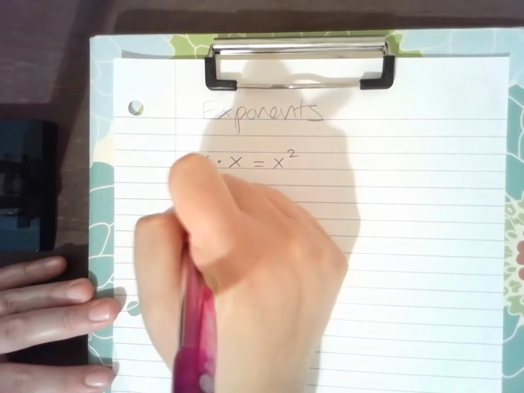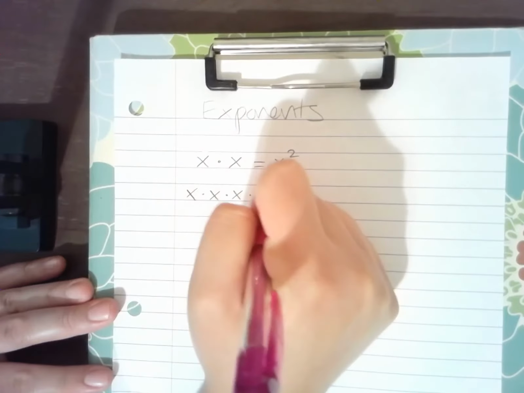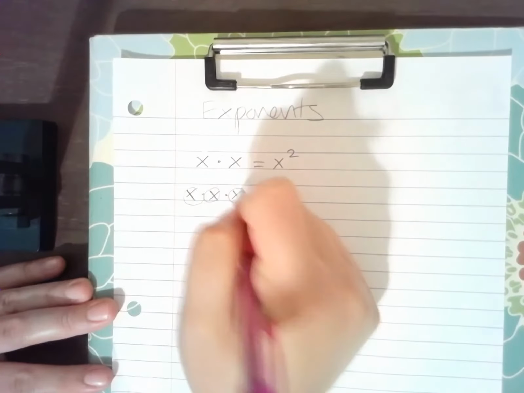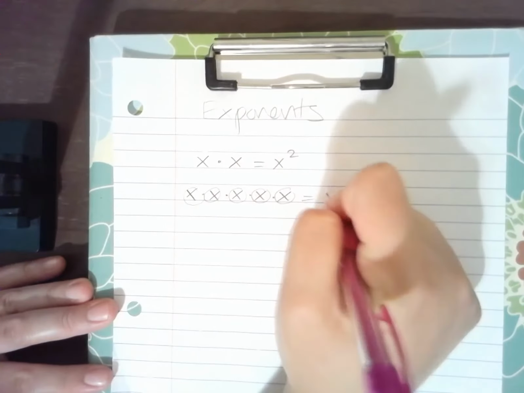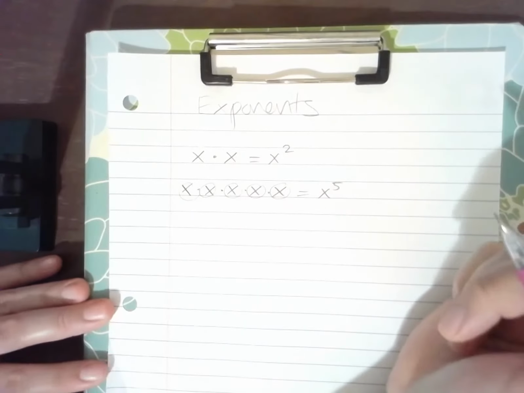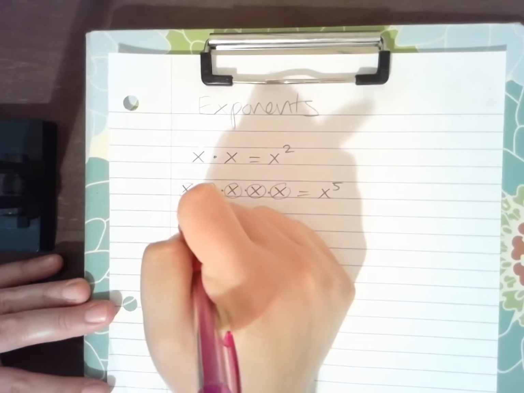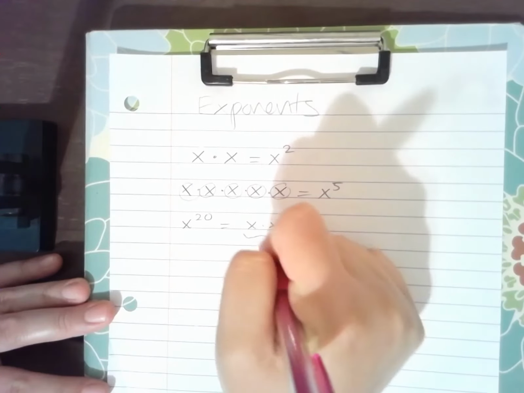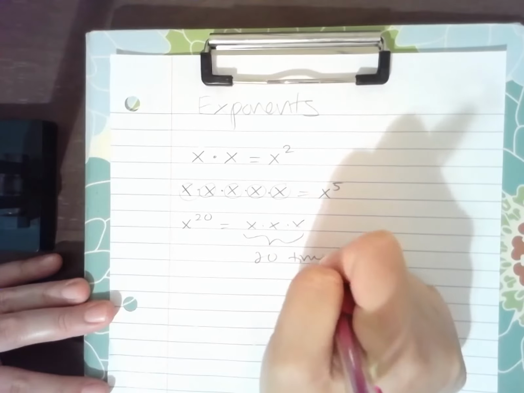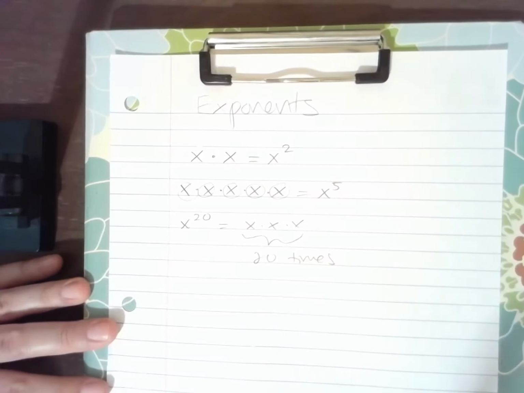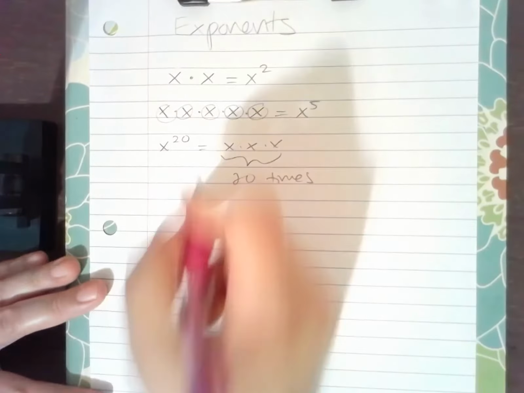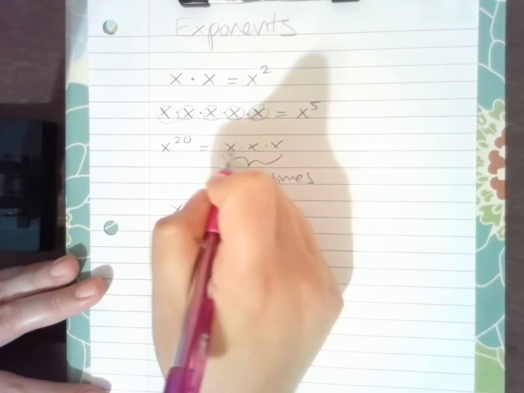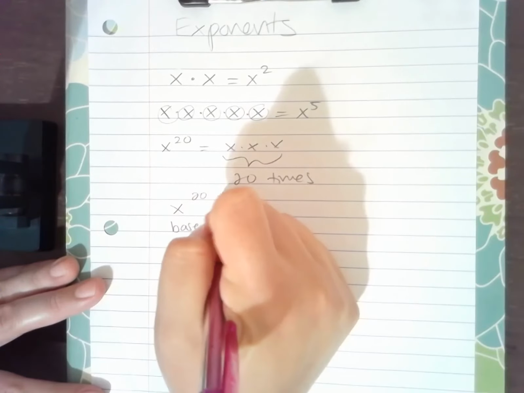So that way, instead of writing x times x times x times x times x, and this is 1, 2, 3, 4, 5 times, I can write x to the 5th power. Okay? So that means if you see x to the 20th power, that means it's x times x times x, and that's going to be 20 times. That's what that means. And you have what's called the base. So my x would be my base, and then in this situation, my 20 would be my exponent.